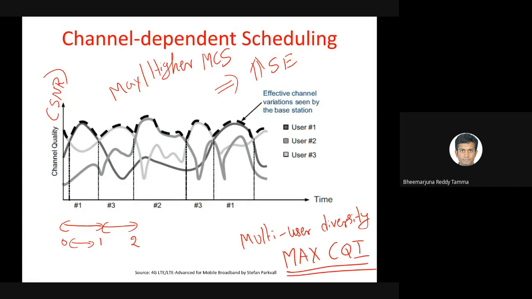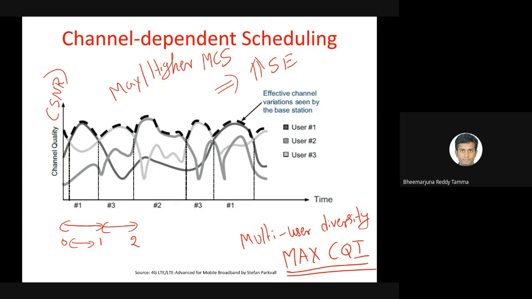It always picks the user that is having the best channel quality. But what I'm trying to say is, by looking at the channel quality and picking the users who are experiencing maximum or higher channel quality, you end up improving the spectral efficiency. But again, it may not be the objective all the time for you.